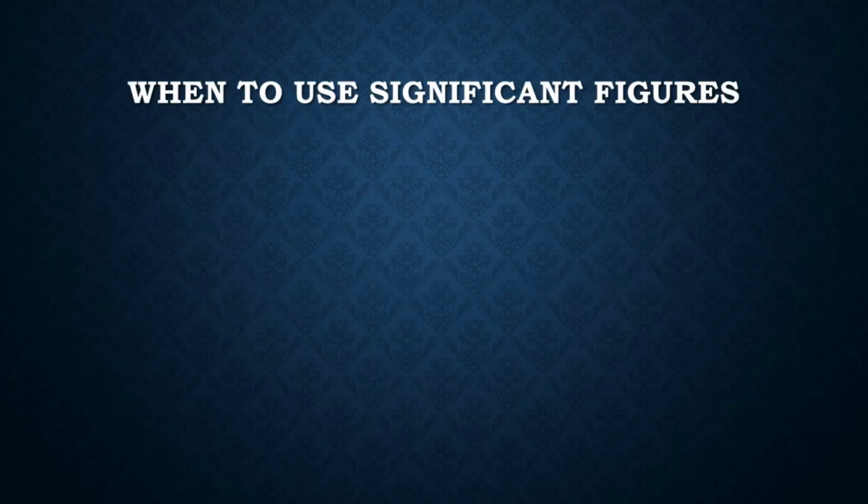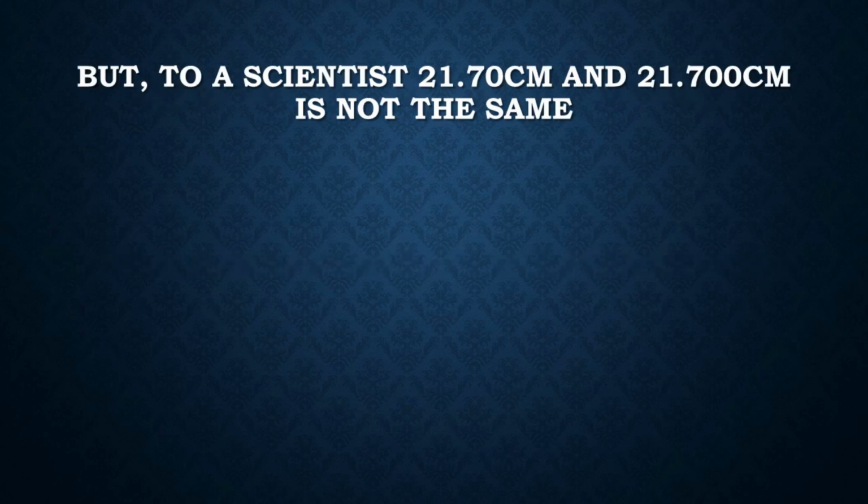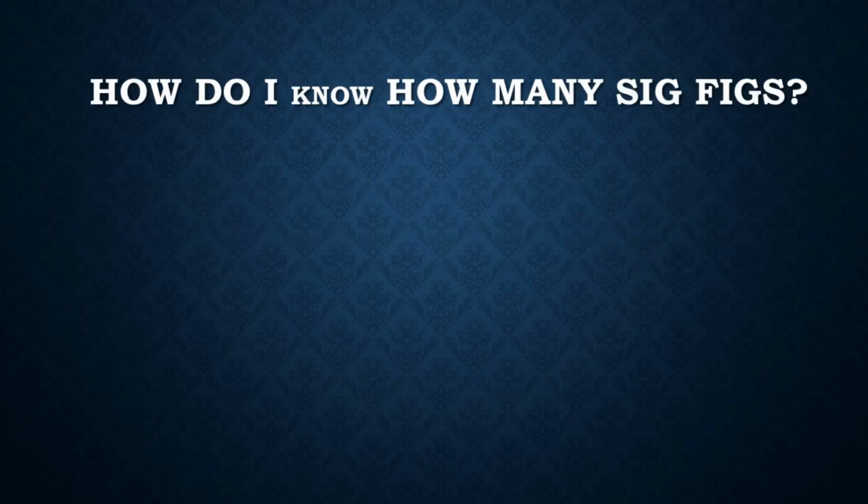When to use significant figures? To a mathematician, 21.70 or 21.700 is the same. But to a scientist, 21.70 centimeter and 21.700 centimeter are not the same. 21.700 centimeter to a scientist means the measurement is accurate to within a thousandth of a centimeter.